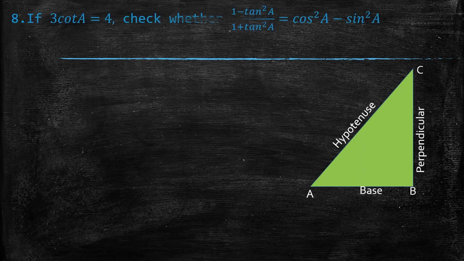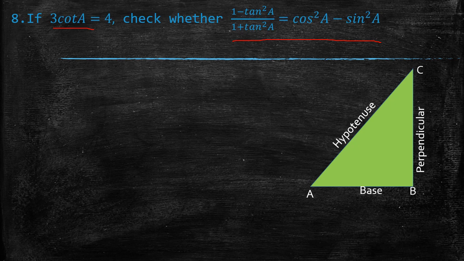Next question is question number 8. And what is that question? Question 8 is, if 3 cot A is equal to 4, check whether (1 minus tan square A) upon (1 plus tan square A) is equal to cos square A minus sin square A. This is an identity. Identity or equation means you have to prove two sides. The last question was an expression. So here also you have to find the values of tan, cos and sin from cot A, which you have been given.